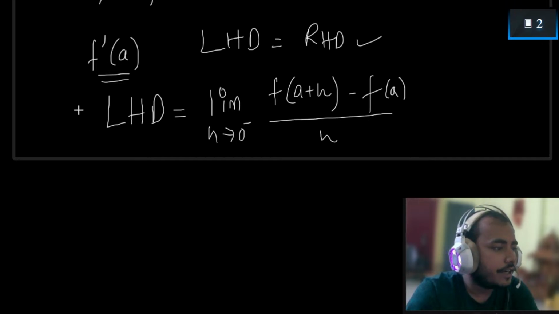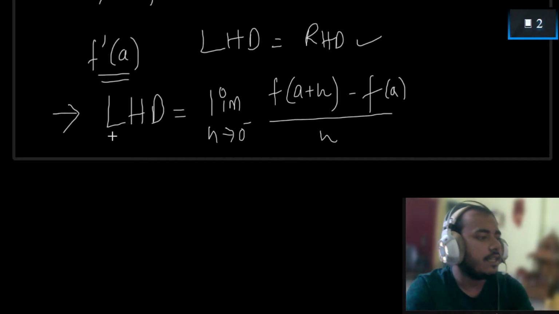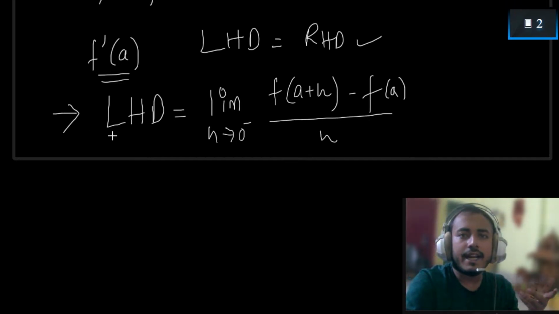Okay, let's continue here. So basically what I was saying, left hand derivative, which is basically LHD, and this LHD can be written as limit h tends to 0 minus.